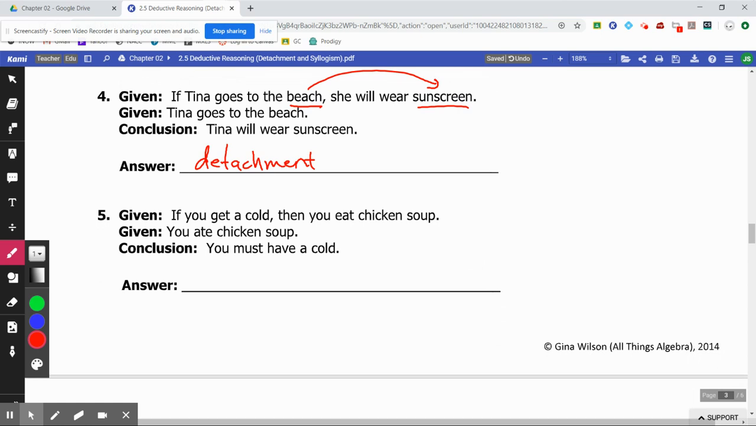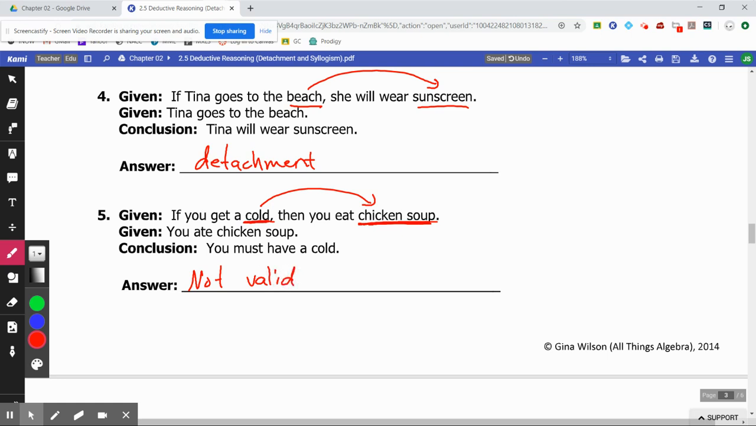Number five: if you get a cold, then you will eat chicken soup. So cold implies chicken soup. You ate chicken soup. Now, we've got to be careful here because this is one of the many mistakes that people make. You were given that the conclusion was true. However, the law of detachment says if the hypothesis is true, then we can apply this. It says nothing about the conclusion being true implying the hypothesis. This would be not valid.